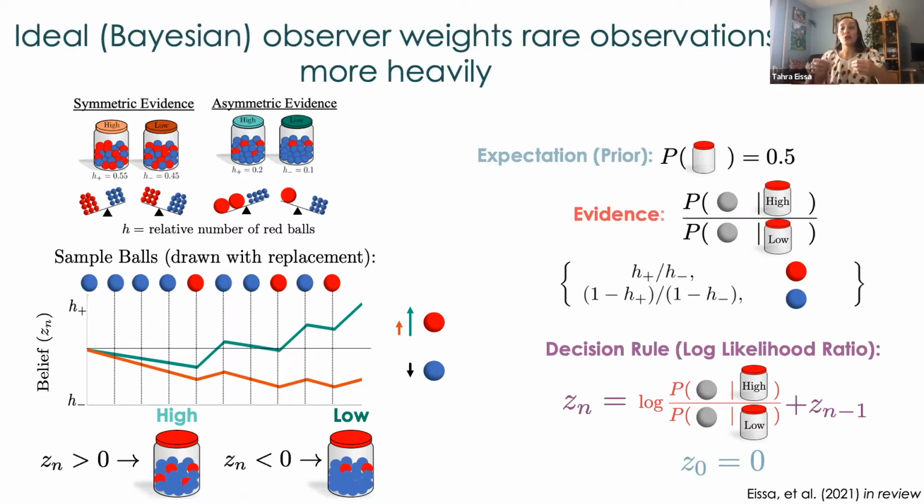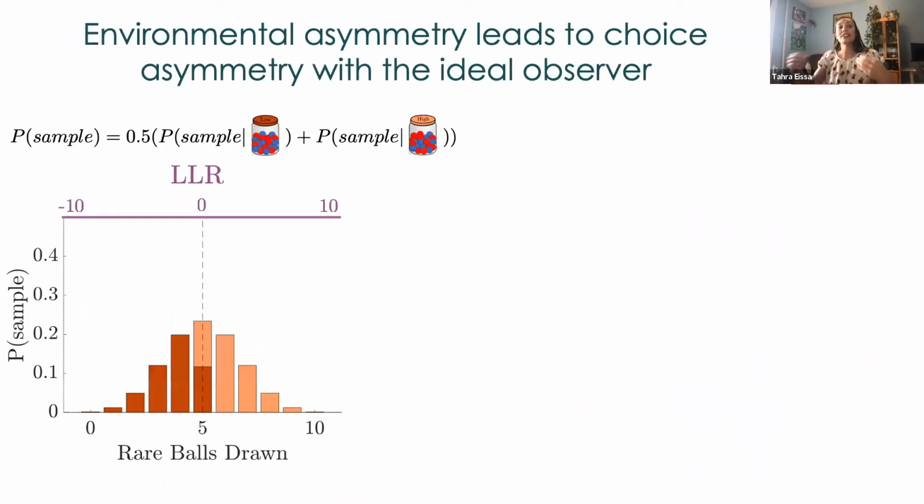Now, this is how we go through what happens on a single trial. But what we're more interested in is how these asymmetric evidence weights impact choices across many trials. So we can think about this more as a distribution of what happens when we draw 10 balls. We can look at how likely a certain number of rare balls is, and rare in this case is going to be red. So rare, red, I'm going to use these synonymously. And we see that in the symmetric case, it makes this nice even distribution.